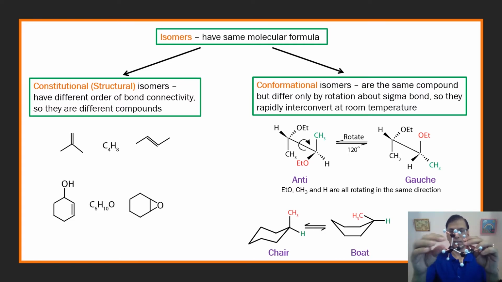And in this particular case, it can flip to give you another chair form. So you started with this where the methyl group is axial, and you can flip it around and you can have the methyl group in the equatorial position. So all these are conformations because they readily interconvert at room temperature by just rotation about a sigma bond.